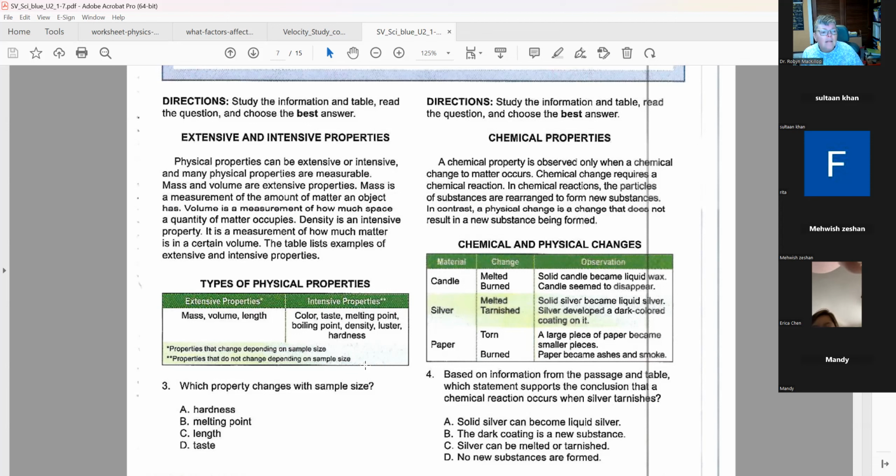So we're looking at chemical and physical changes. If silver changes color, what is that color? The liquid silver, is it a dark color? It is, yep, it would be B. It's actually a different substance. It is not silver. It's a reaction from, I believe, oxygen and something.